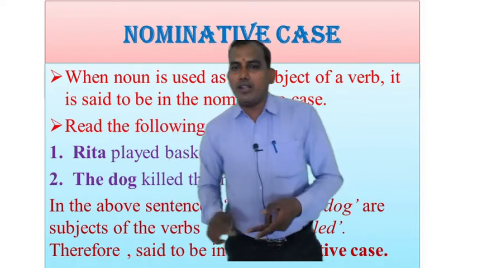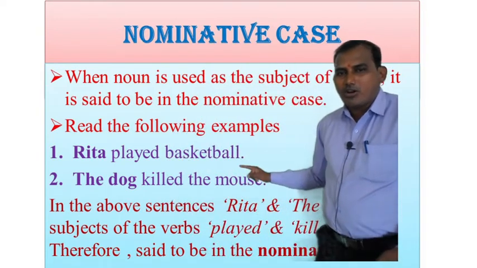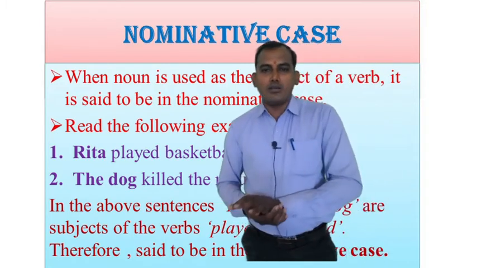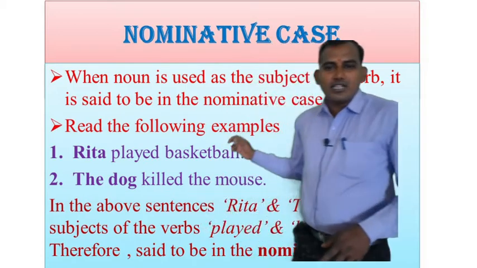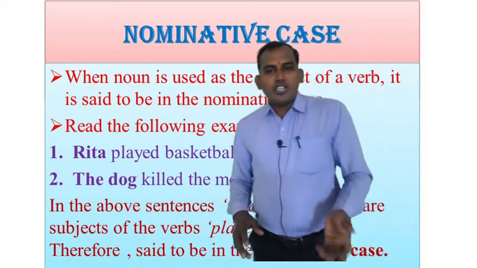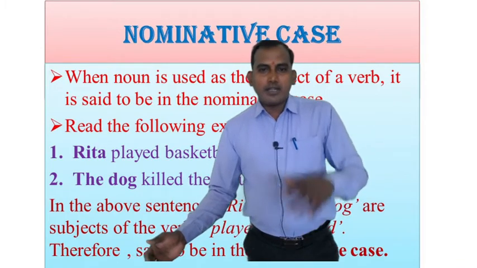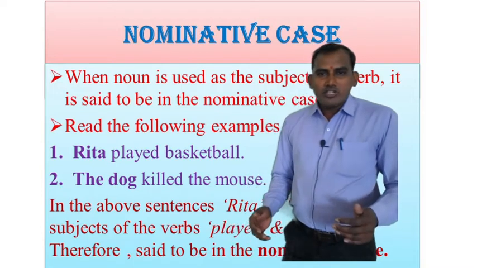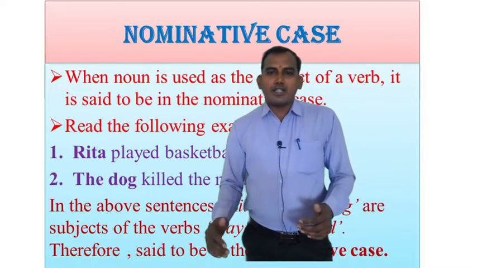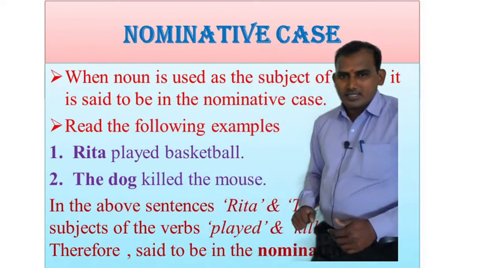For an example, Rita played basketball. In this sentence, which is the verb? Played is the verb and Rita is the noun. So Rita, this noun, is used as the subject of the verb played. That's why the noun is in the nominative case.